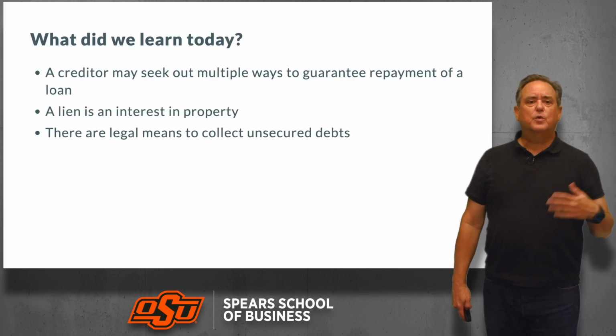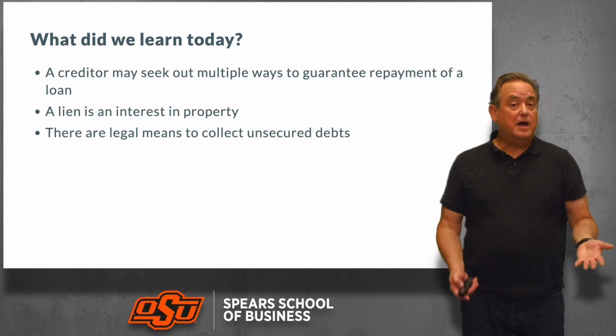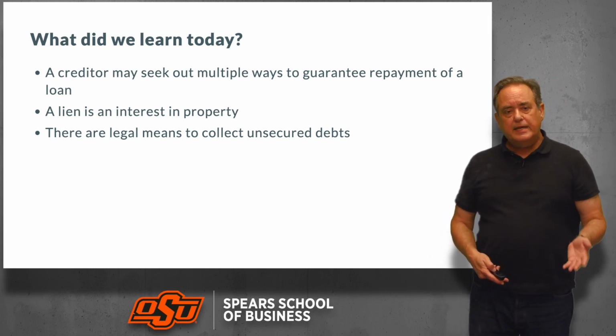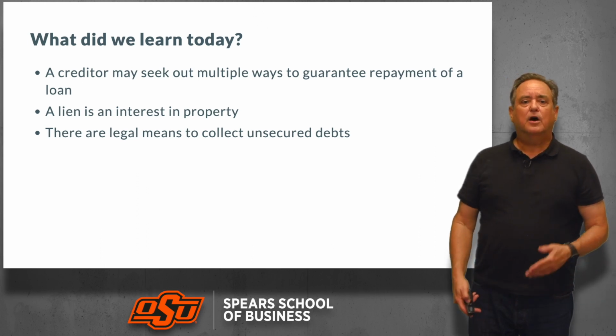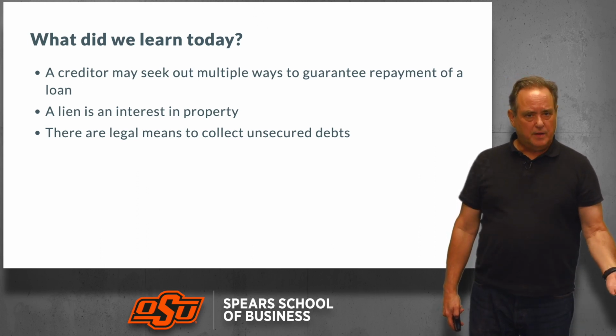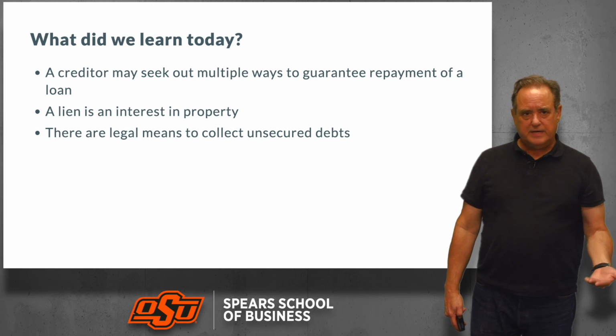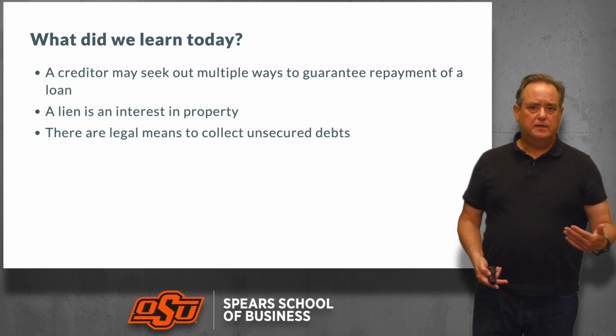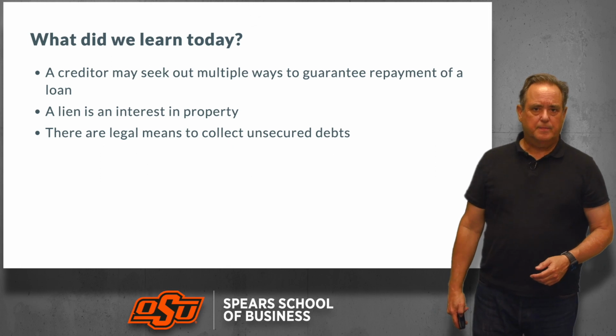So in conclusion, what did we learn? A creditor can seek out multiple ways to guarantee repayment of a loan. A lien is an interest in property, oftentimes created through obtaining a judgment or through a state statute. And there are legal means to collect unsecured debts.